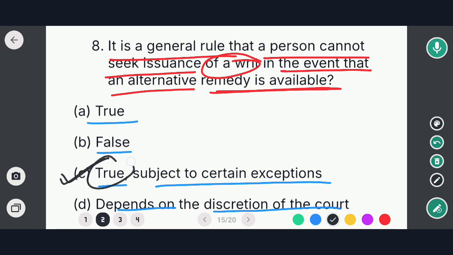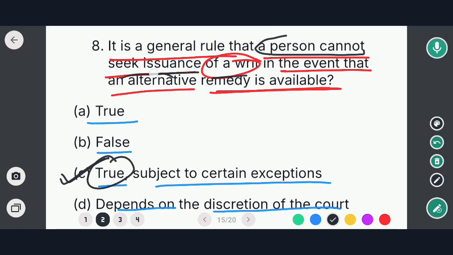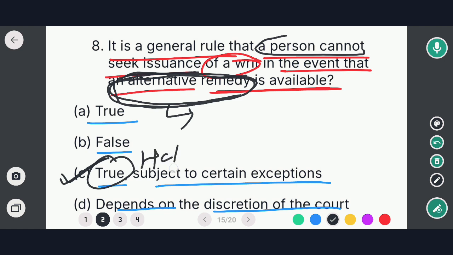That means true. It is a general rule that a person cannot seek issuance of writ in the event that an alternative remedy is available. If there is any infringement of right and there is an alternative remedy also available, then in that case a writ petition cannot be filed directly to the High Court or the Supreme Court, but subject to certain conditions. Okay, subject to certain conditions. So let's read the explanation for better understanding.